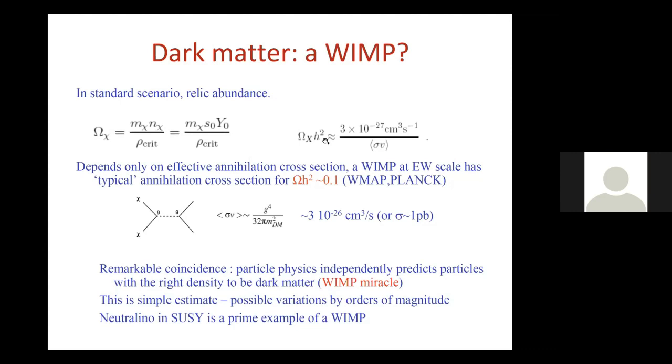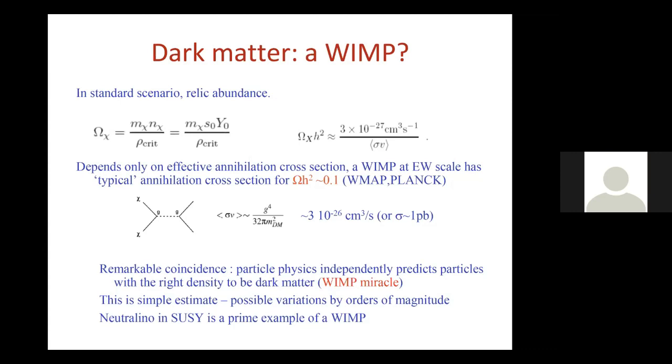So this is a remarkable coincidence. And this has been called the WIMP miracle, basically because particle physics independently predicts particles that have the right property to be the dark matter with the right value for the relic density.